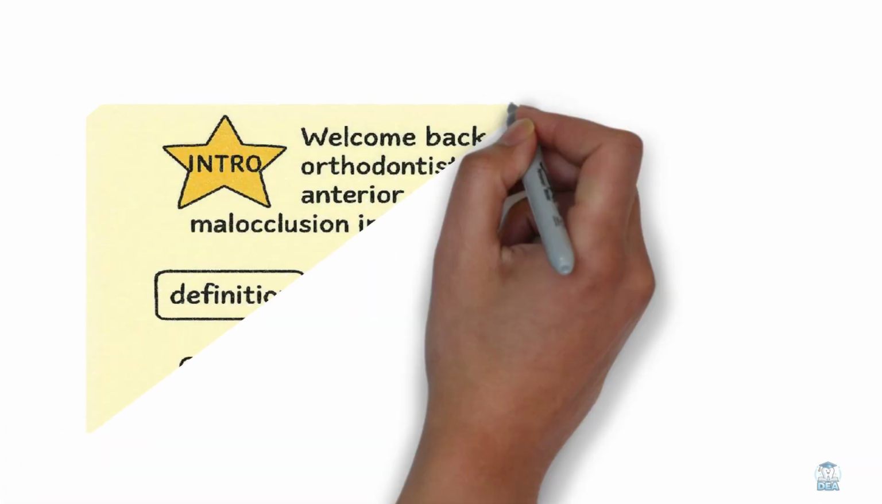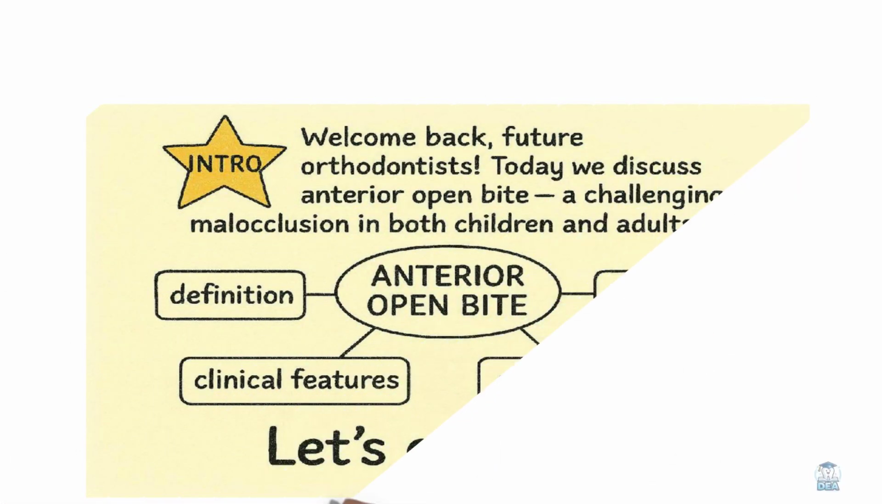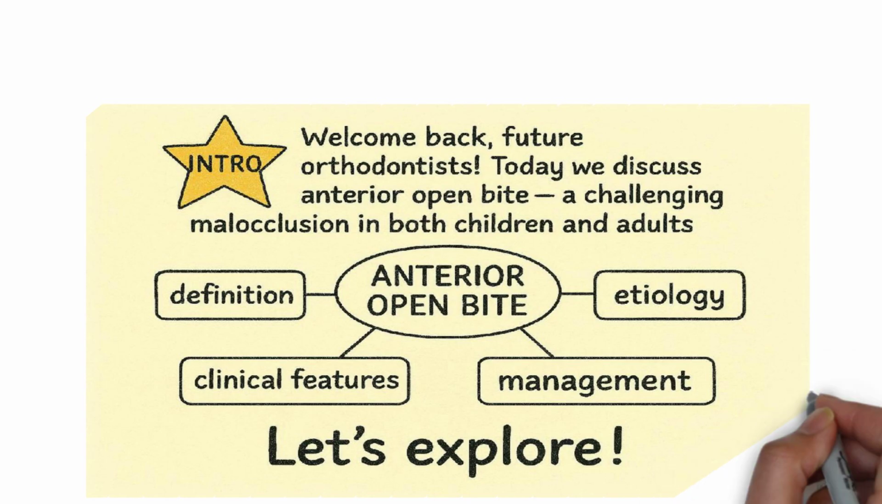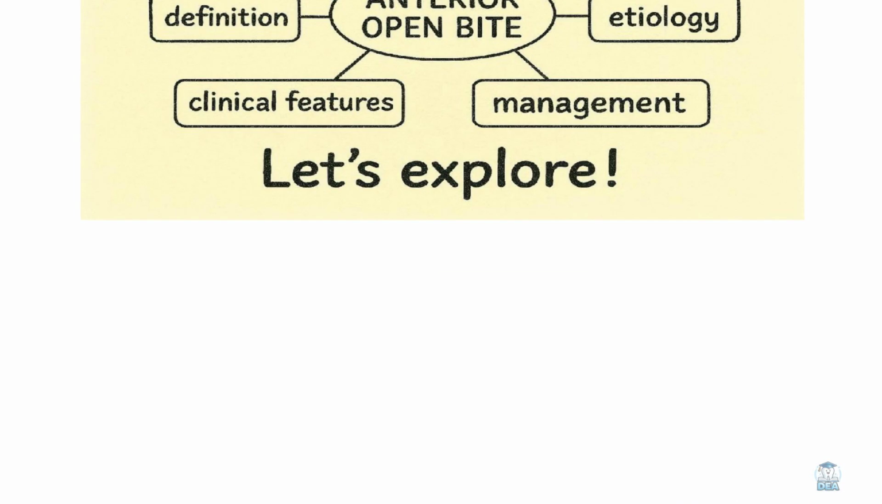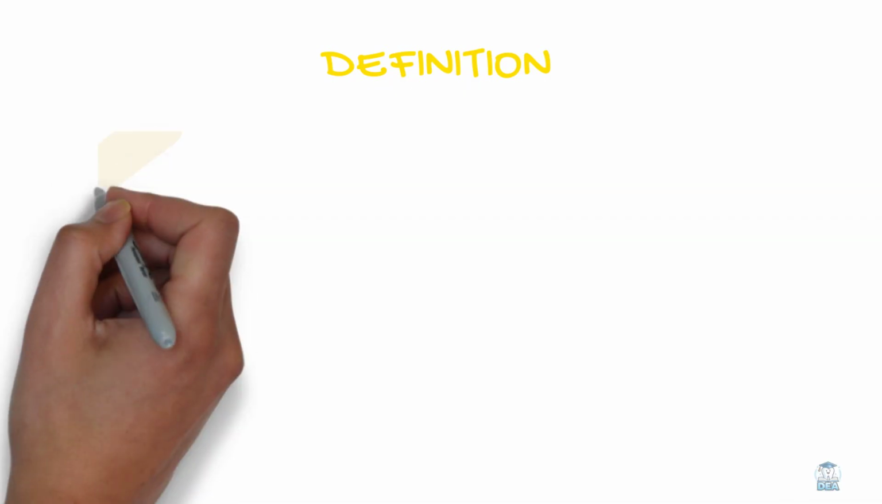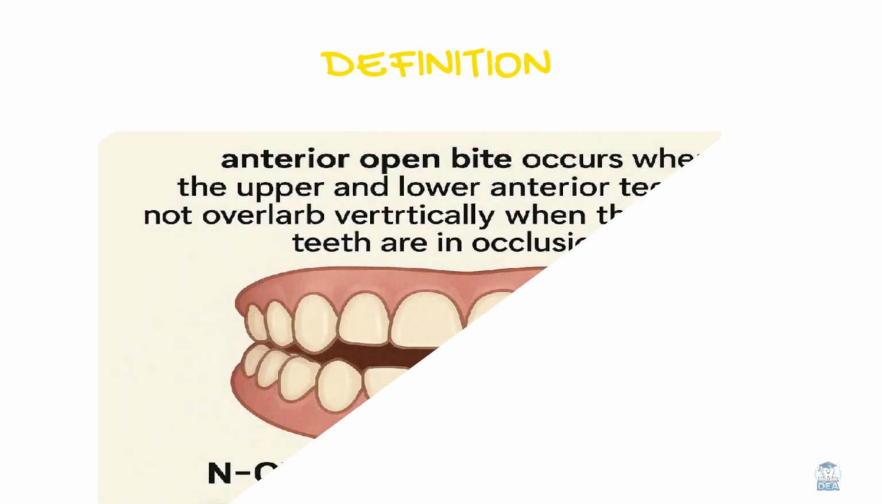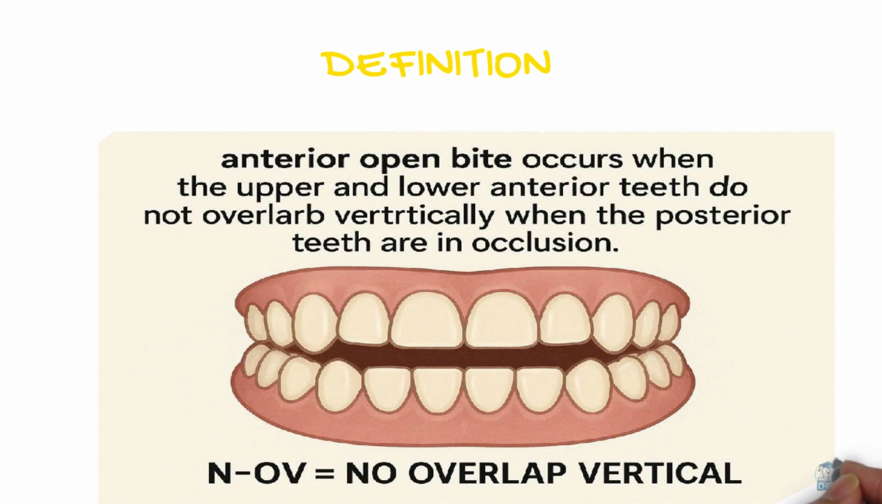Welcome back, future orthodontists. Today we discuss anterior open bite, a challenging malocclusion in both children and adults. Anterior open bite occurs when the upper and lower anterior teeth do not overlap vertically when the posterior teeth are in occlusion. Remember the mnemonic?